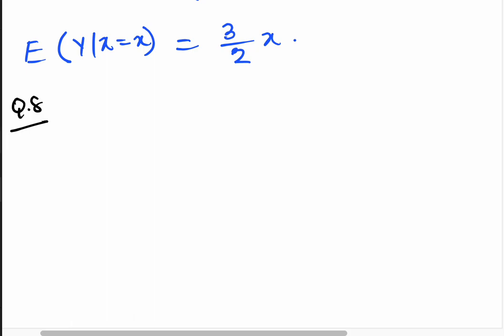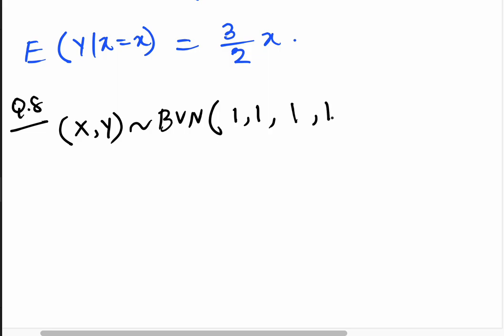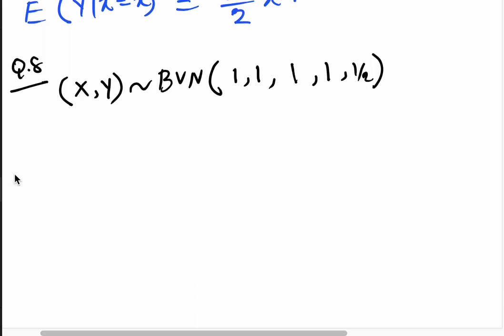Now here X and Y have a bivariate normal distribution with mu x equal to 1, mu y equal to 1, sigma x square equal to 1, sigma y square equal to 1, and rho equal to half. Then what is the distribution of X given Y equal to y? This is very simple. We already know what the distribution is.